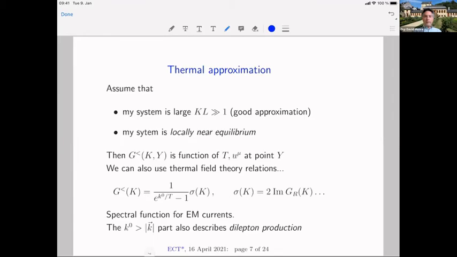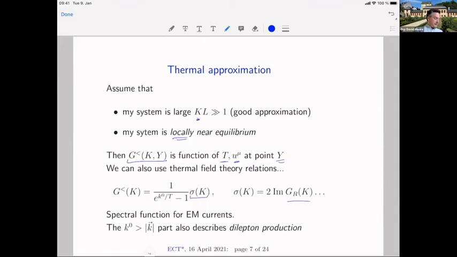I'll talk about the ones which have such high energies that you can think of them as being produced locally at some location. And then you can hope that the system is locally close to equilibrium and try to understand the production of photons from an equilibrated QCD system. And in that case, the correlation function we want is a function only of the temperature and the local flow velocity at the point of interest, and you can use thermal field theory relations to relate it to the spectral function that you heard about in the previous lecture, or the retarded function. So what we want to know is the spectral function of electromagnetic waves.